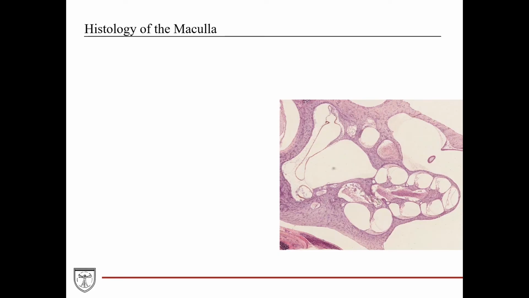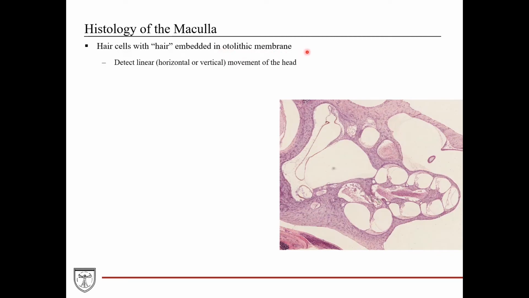Next, let's look at the histology of the macula. There are two maculae in each inner ear, one in the utricle and one in the saccule. Similar to the crista ampullaris, macula is comprised of collections of hair cells with, again, hair comprised of the kinocilium and stereocilia, which are embedded in a specialized membrane called the otolithic membrane. And collectively, the maculae are responsible for detecting the linear movement of the head in either horizontal or vertical direction.